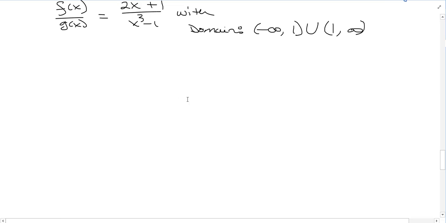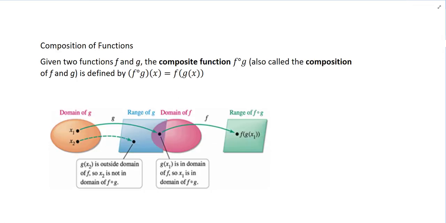So what about composition of functions? What is composition of functions? So composition of functions is when you combine two functions, one inside the other. Here's a little diagram. The domain of g is sort of where you start, right? Because it's f of g of x. So g of x is the inside function. So the x's that you're putting in have to be in the domain of g.